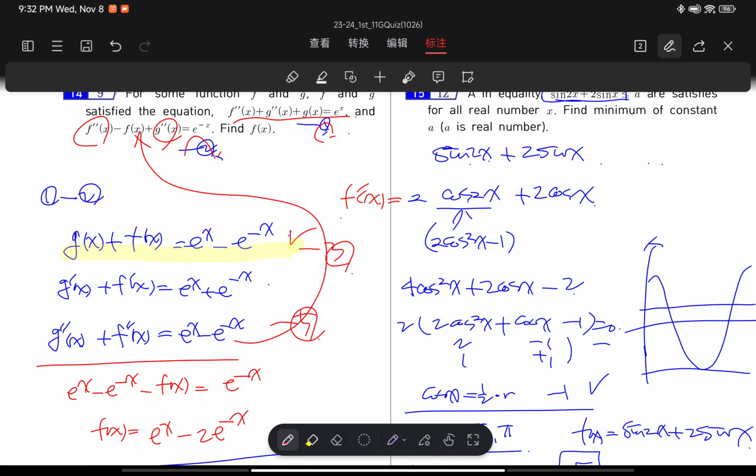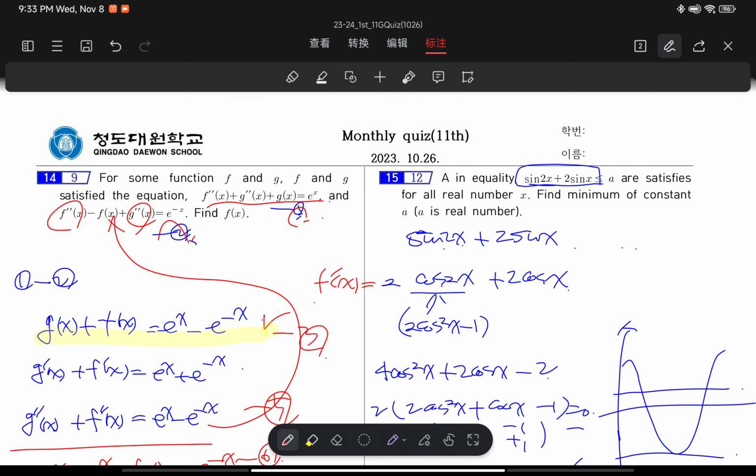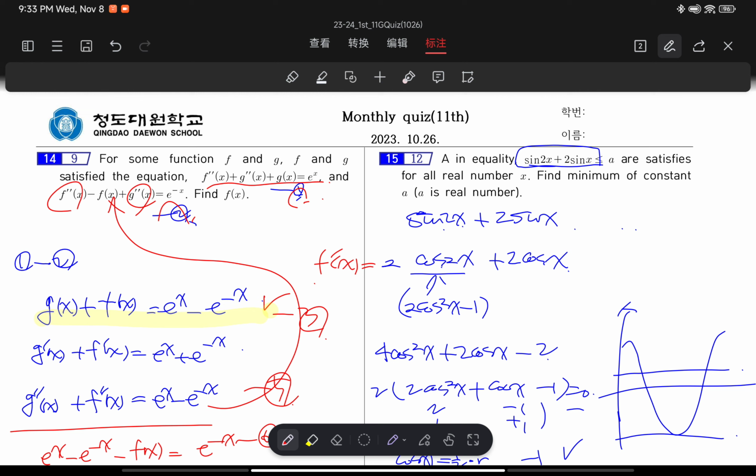This fifth equation put into the second equation, then you can generate this sixth equation, e to the negative x and so on. So then f x is e to the x minus 2 to the minus x, right? And the final equation, sine 2x plus 2 sine x less than a. So that is our problem.